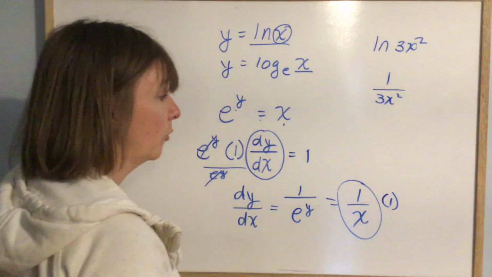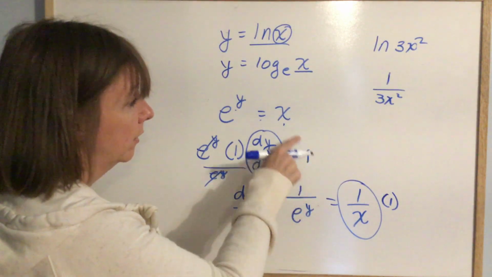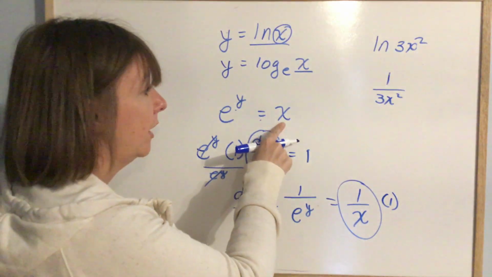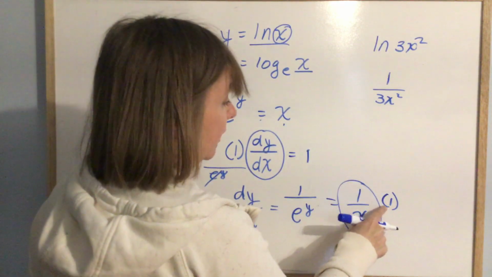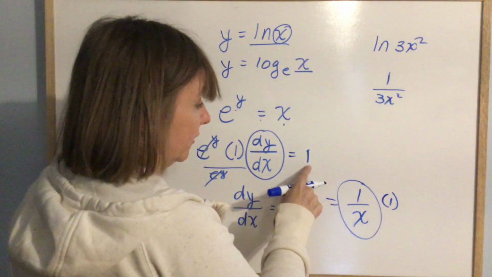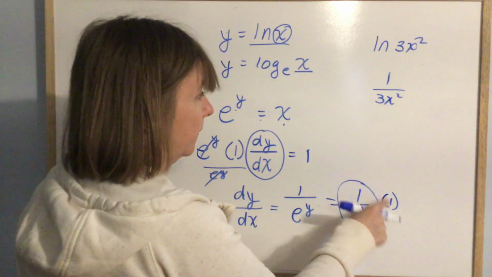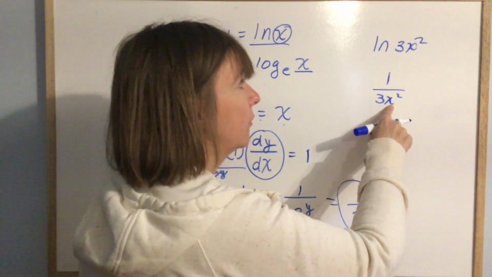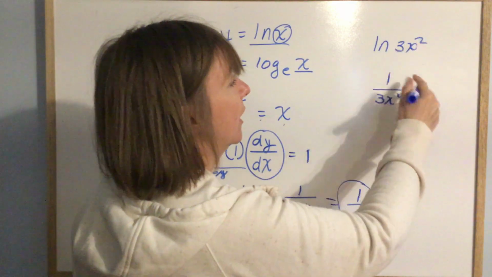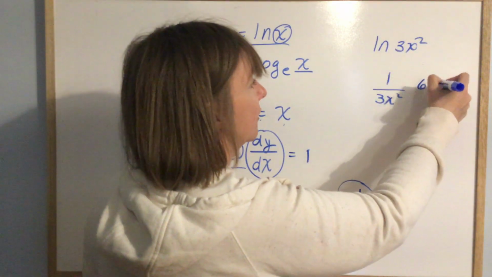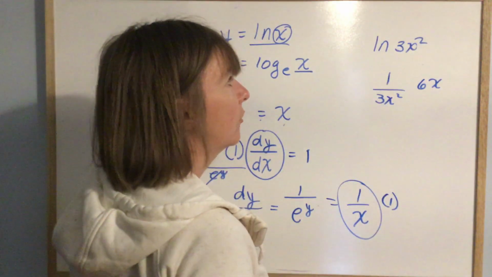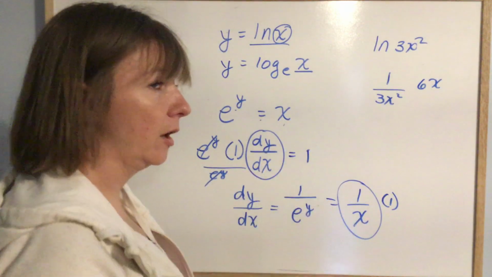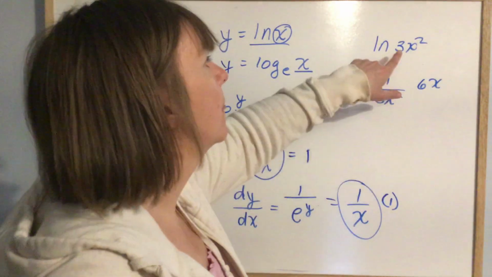Technically, there's a 1 here because 1 was the derivative of x. So it's really 1 over x times that 1 because it was the derivative of this. So what I actually have to have is, what is the derivative of 3x squared, which would be 6x. So how do I, again, shortcut, how do I shorten this?